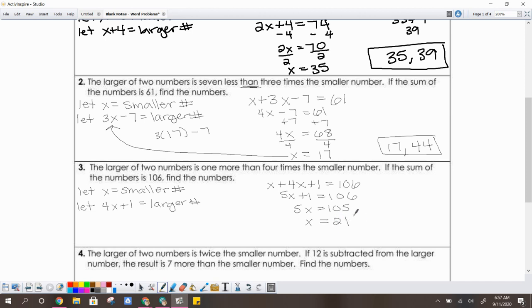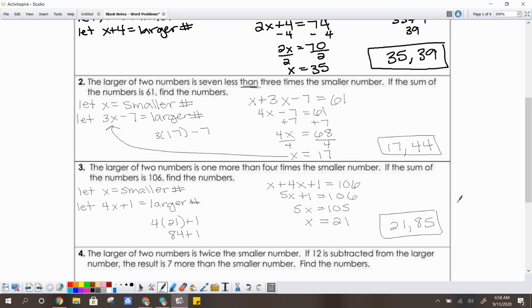All right, so our smaller number here is 21. So then we're going to take 21, plug it in over here for x. So 4 times 21 plus 1. And when I do that, I will end up with an 85. So my answer is 21 and 85 because it wants both numbers.